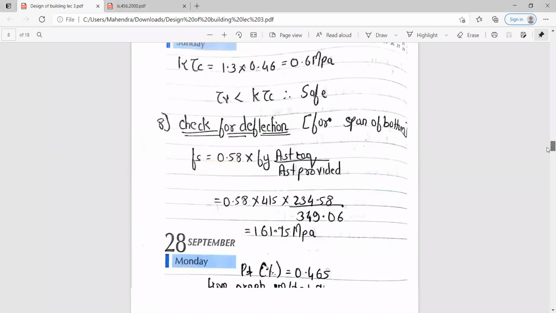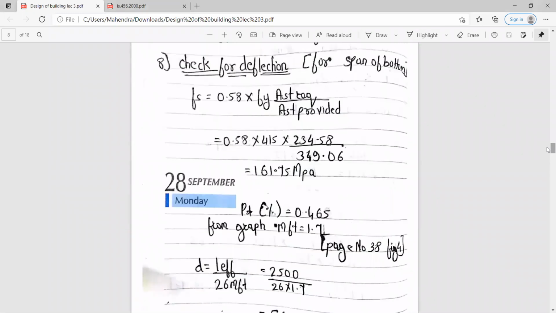So now we need to do the check for the deflection. For the check for the deflection, you have the formula: Fs will be equal to 0.58 into Fy into AST required upon AST provided. So you had already calculated AST required and AST provided. From that you can calculate this value. So the value comes out to be 161.75 megapascal.